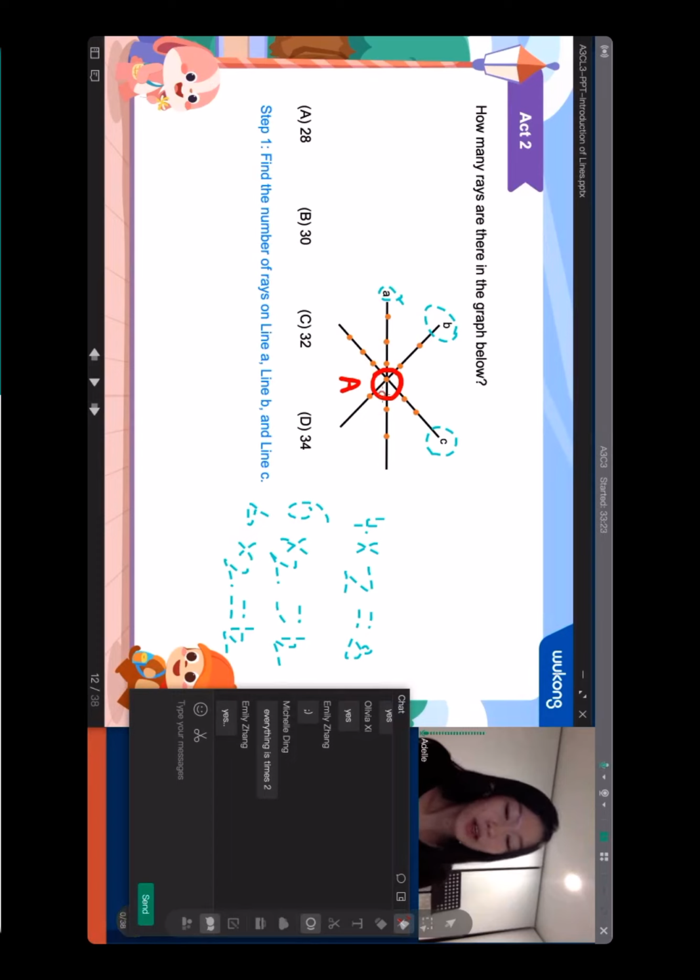If you only count it once, you're going to get the wrong answer. So if you do want to count all of the dots in one go and then multiply that by 2 to save time, just make sure you're really careful of the points on the intersecting point, okay? Because you do have to count it for the number of times that it's being shared by separate lines, if that makes sense.